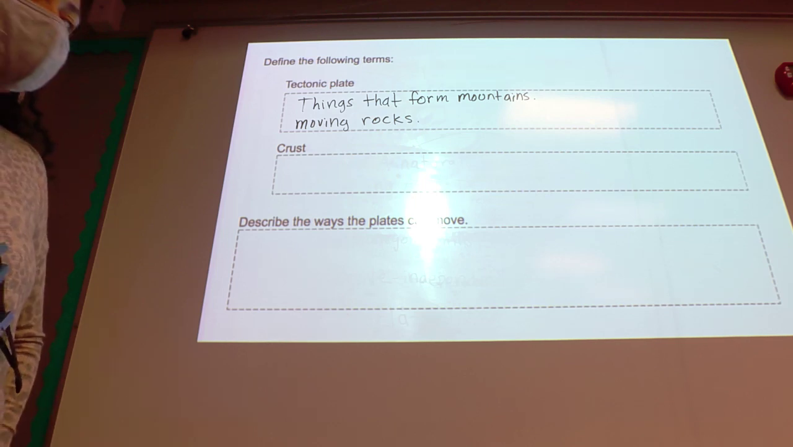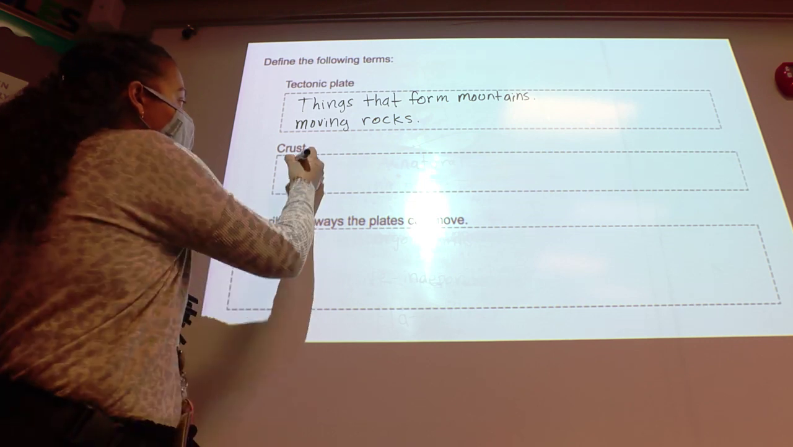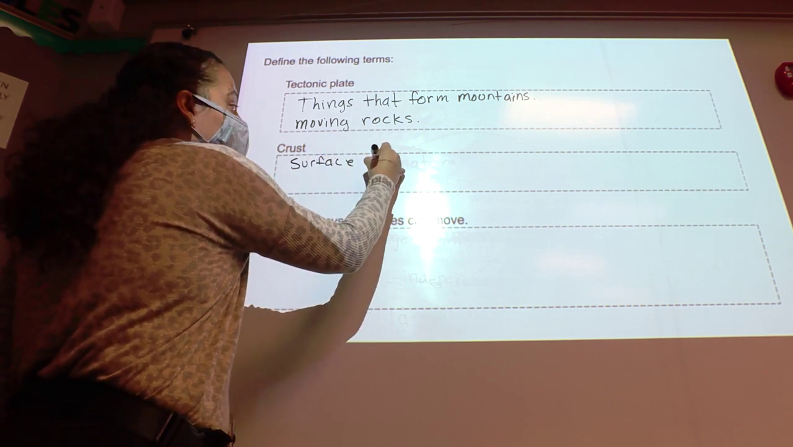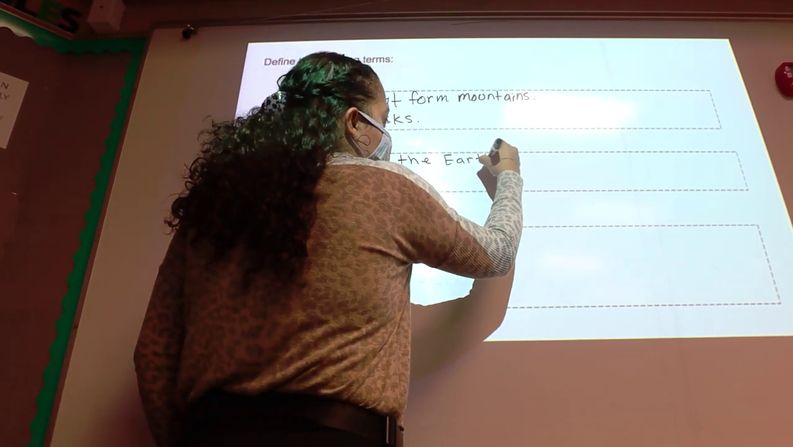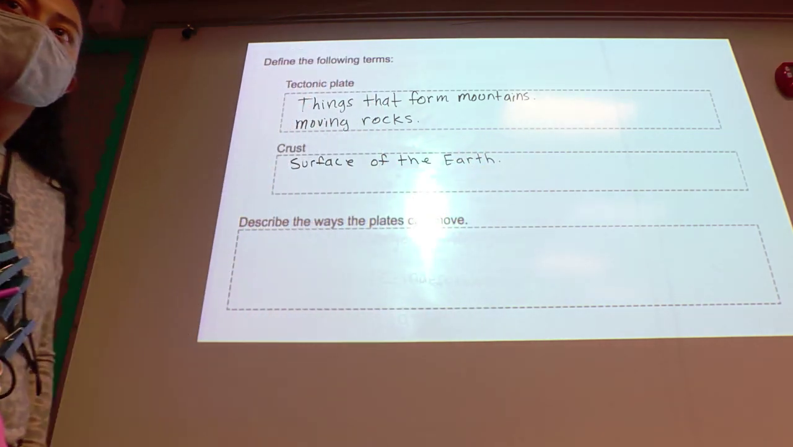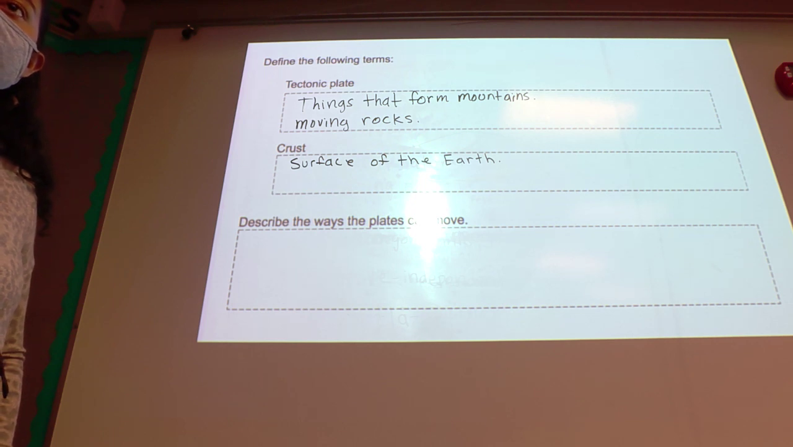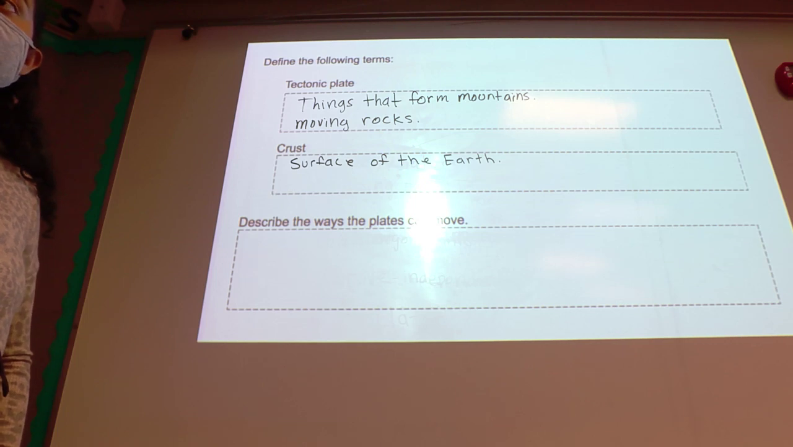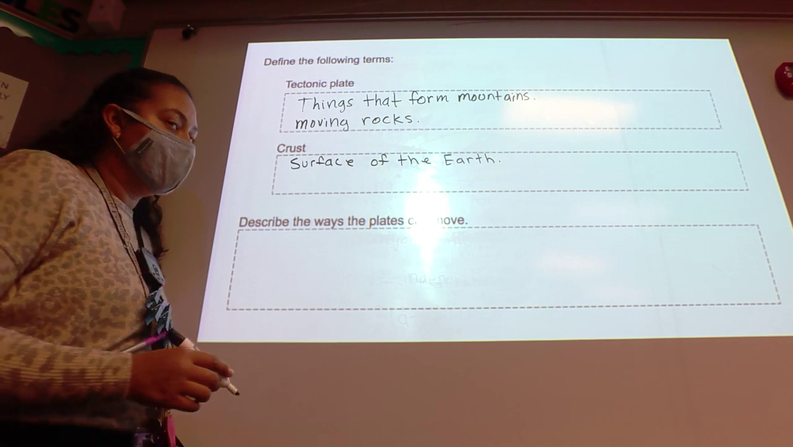Crust. What do you think is the definition for crust? Ledger? The surface of the earth. Surface of the earth. Period. Dylan, typing. We'll keep looking. It's there. Everybody else has it. Okay, describe the ways that plates can move.